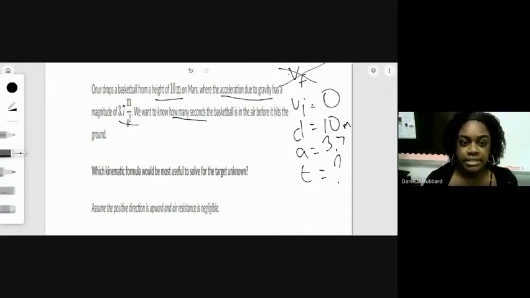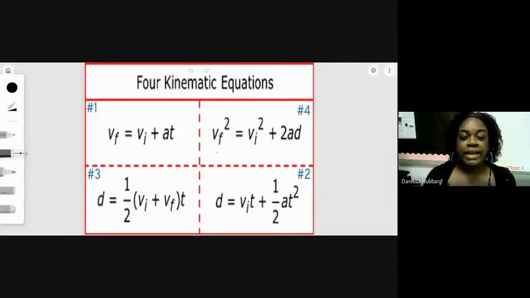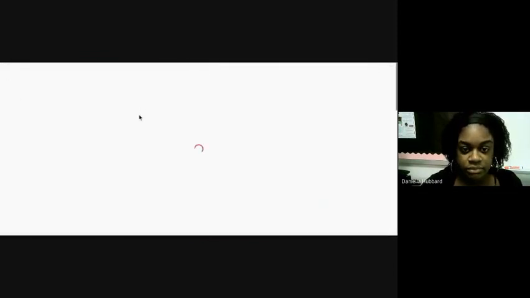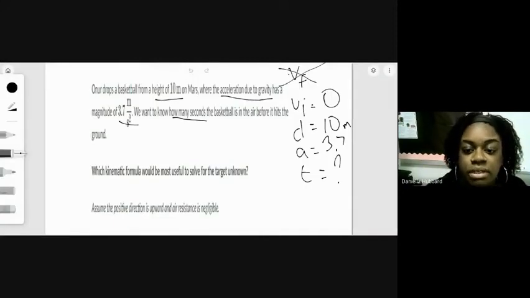VI, D, A, T. Now let's go back to our equations. And since we know we're not dealing with final velocity at all, we're going to pick the equation that does not have final velocity. And that's equation number 2. D equals VIT plus 1/2 AT squared. We're going to go back to the problem. So now we know which equation we're going to use. Now we're going to solve for it.